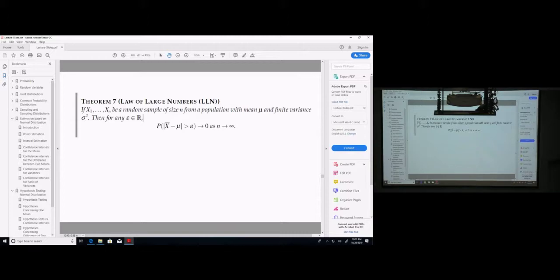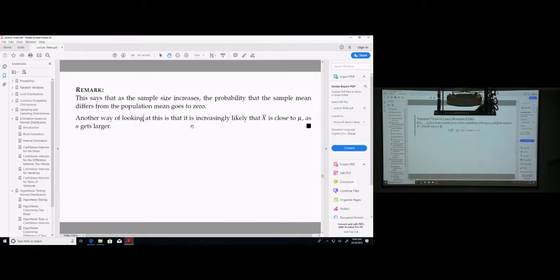Now the result of this is actually due to Chebyshev, and the Chebyshev inequality is used here in a very straightforward manner. We are not going to prove this, even though the proof is just a few lines. But the more important thing is this says that as the sample size increases, the probability that the sample mean differs from the population mean goes to 0.